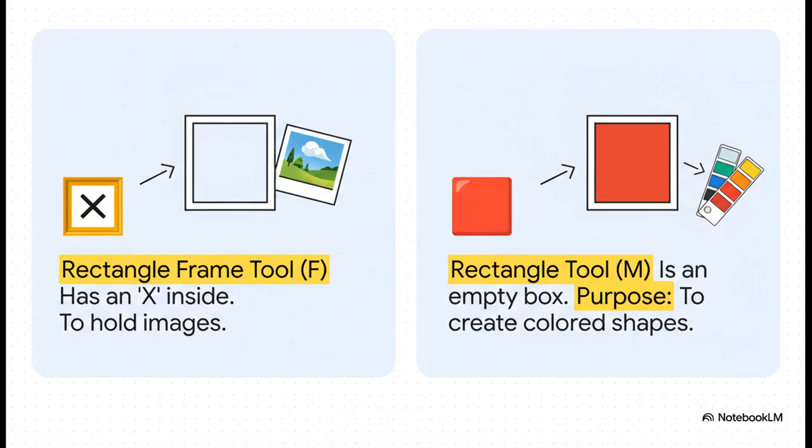The rectangle frame tool, the one with the X in the middle, is made specifically to hold images. The regular rectangle tool is just for colored shapes. An easy way to remember it, X marks the spot for your photos.